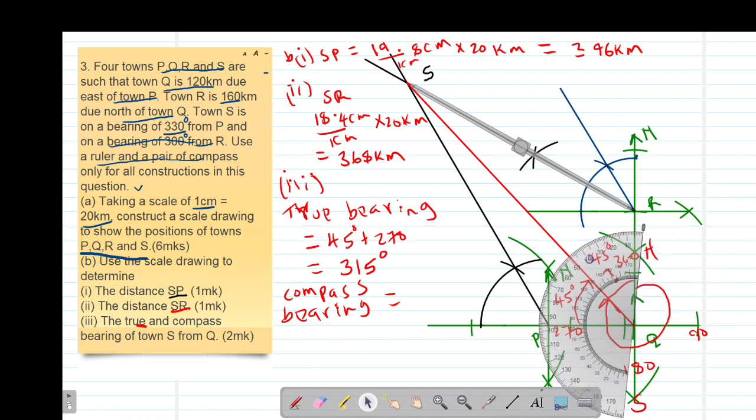You can as well just measure so that you can verify that. If you want to measure this angle, you are going to rotate your protractor in this manner. Then using the outer scale, you can see the angle will be 45. So it is 45 on the northern side, between the north and west direction. So it will be north 45 degrees west. That will be our compass bearing.